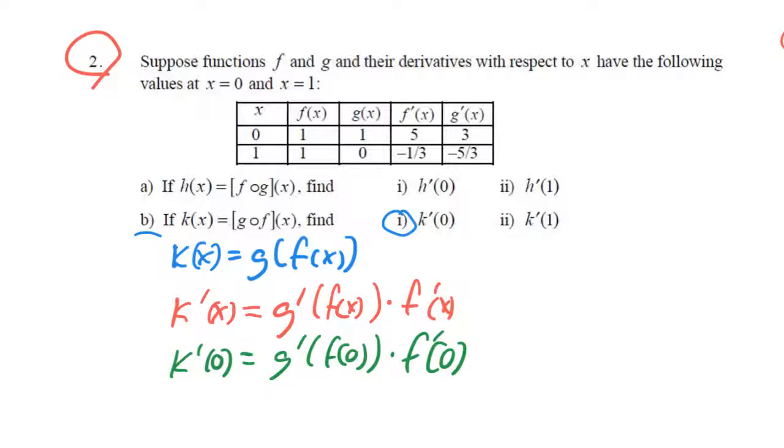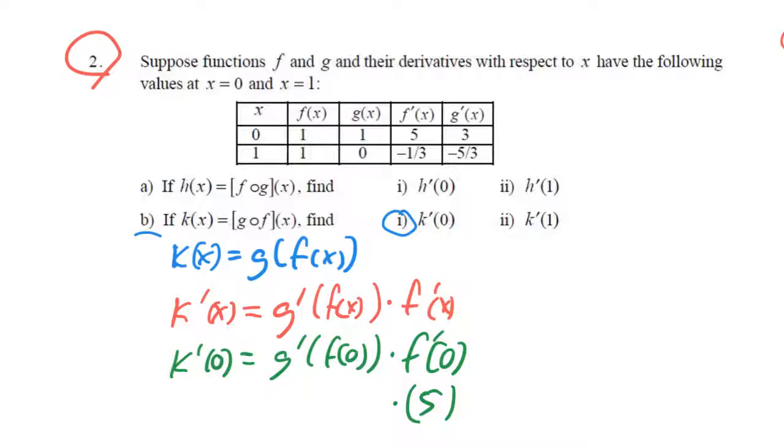right? So if we look at our table here, f prime of 0, so here's f, g, f prime, here's 0, so f prime of 0 is 5. But now this other expression, g prime of f of 0, this is going to take me 2 steps. First thing I've got to do is find f of 0. So I go to the f column, 0 row, f of 0 is 1.